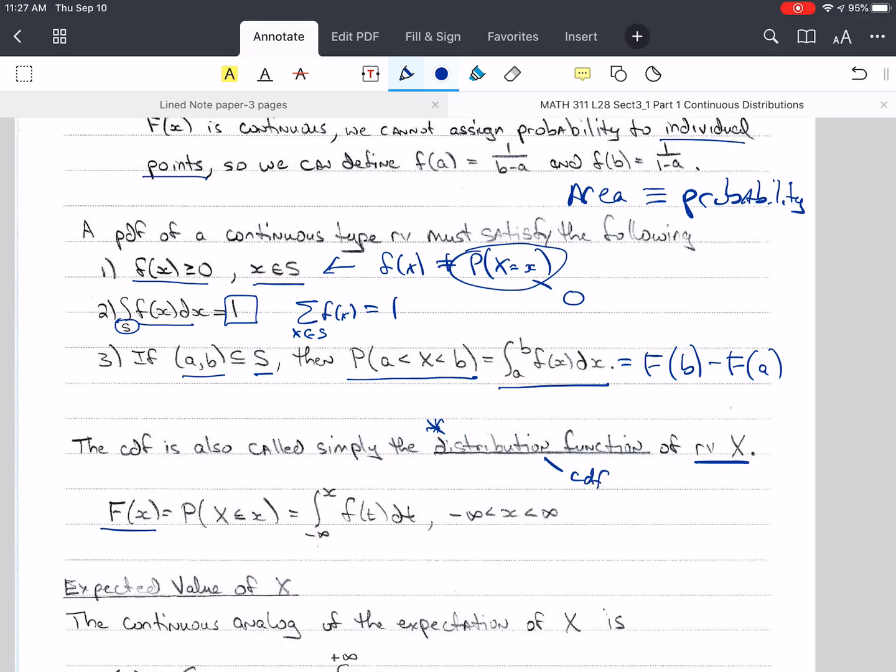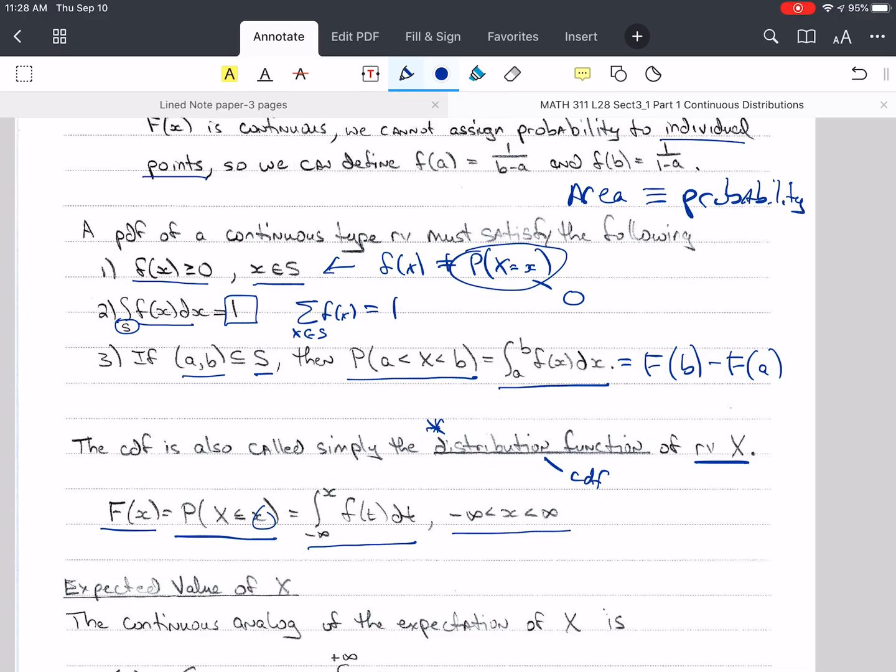Okay? And the concept of the CDF is the same as it was for the discrete case. It is the probability that X is less than or equal to some value of x, but it is now, instead of a summation, an integral. Okay? And we're showing x being anywhere from negative infinity to positive infinity, but that doesn't mean the support of X is from negative infinity to positive infinity.